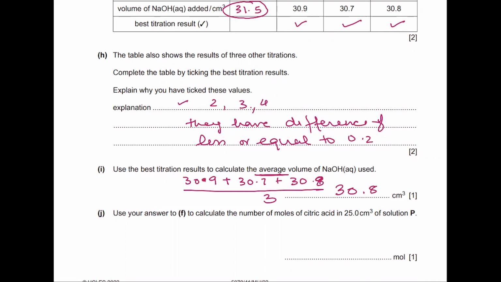Now, use your answer in F and calculate the number of moles of citric acid in 25 cm cube. So we need to find out the number of moles which are present in 25 cm cube.